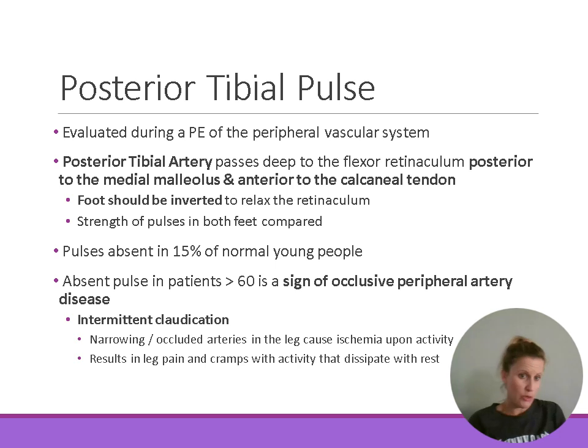For example, intermittent claudication. Intermittent claudication is something that occurs when there's intermittent blockage of arterial blood flow. Narrowing or occluded arteries in the leg cause ischemia upon activity. So there's partial occlusion to the arteries. So the arteries have narrowed and they can't deliver as much blood.